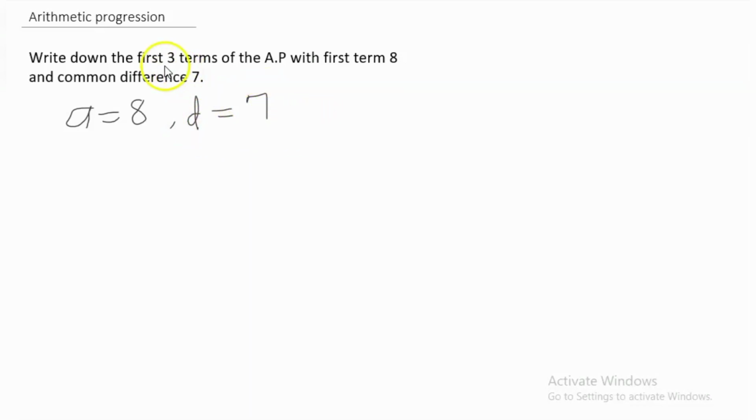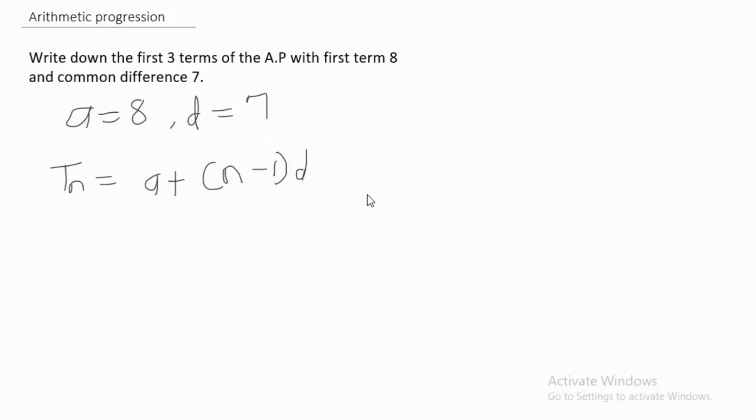Now if we want to write down terms, how do we find the nth term? Well, the formula for the nth term is Tn, which represents the nth term, equals A plus (n minus 1)D. This is a formula that you would need to keep in your head. Whether you memorize or cram it, it doesn't matter.